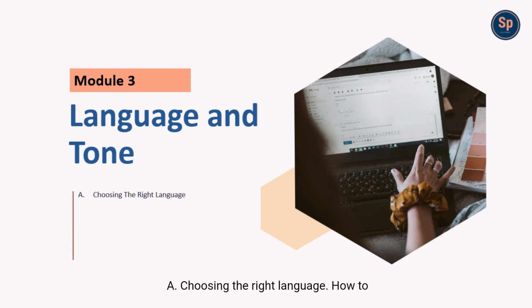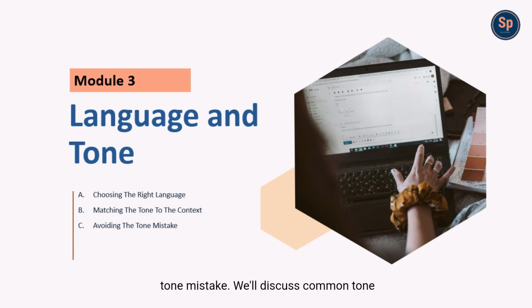A. Choosing the right language. How to use words that are clear, professional, and appropriate for business communication. B. Matching the tone to the context. Whether you're writing to a colleague or a client, your tone should always fit the situation. C. Avoiding the tone mistakes. We'll discuss common tone-related errors that can unintentionally sound rude, abrupt, or confusing.